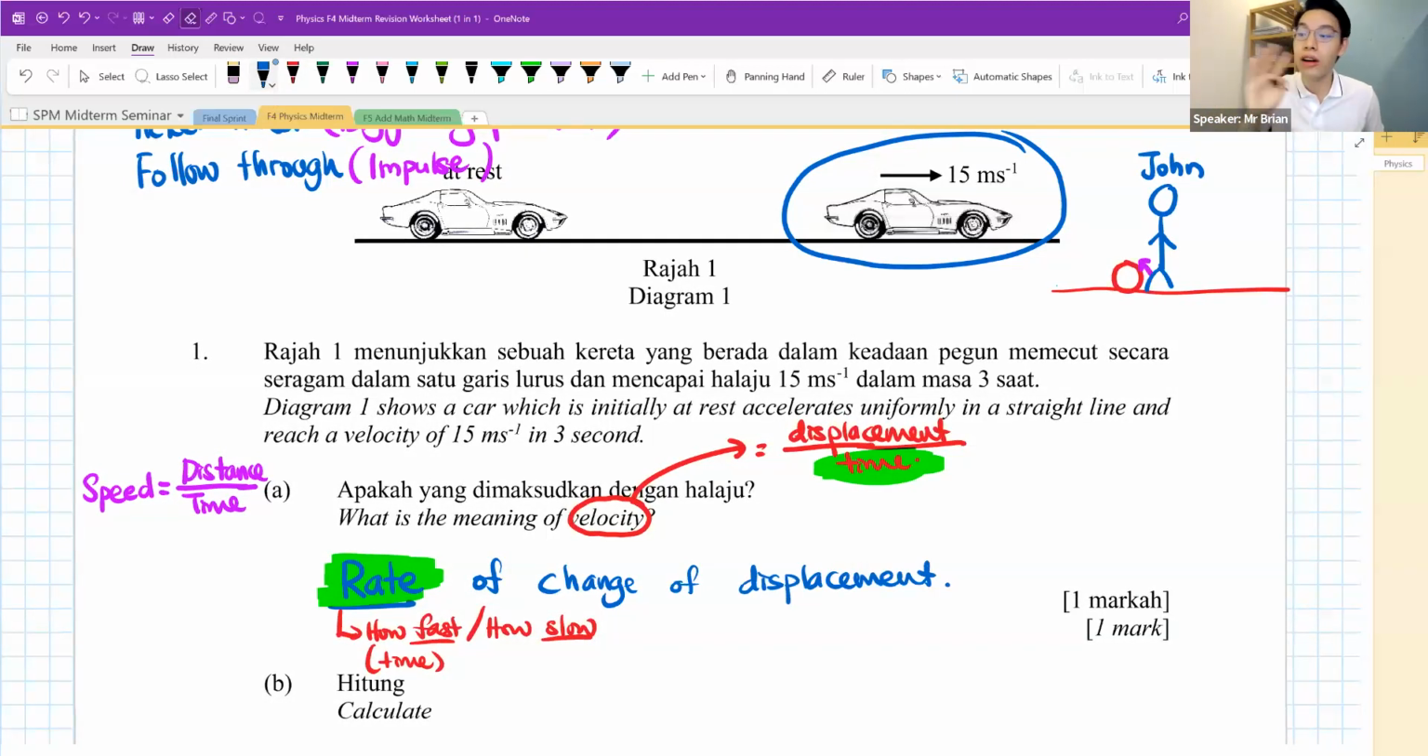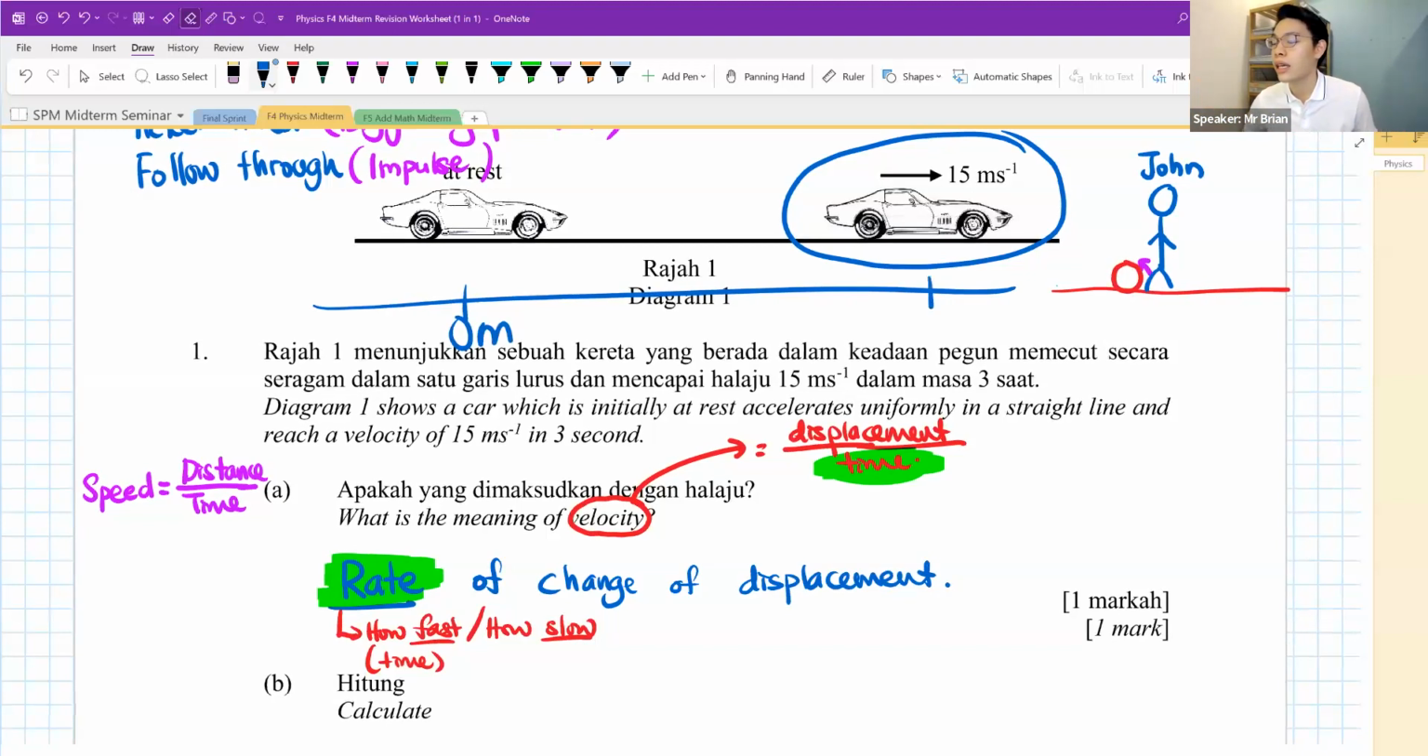We don't just say rate of displacement. We want to talk about how much the displacement has changed. Maybe at first it is 0 meter here. Then here he has traveled, I just give you a random value, 100 meter. So how much has it changed? It has changed by 100.